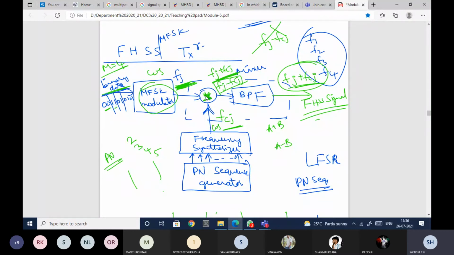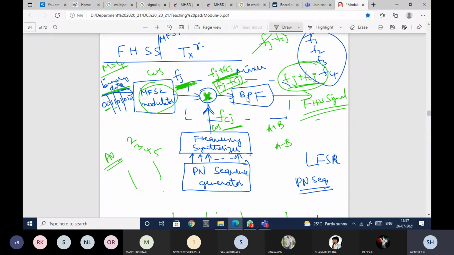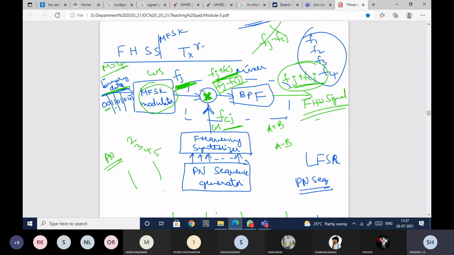The product mixer: this entire thing is said to be the mixer, and the mixer consists of a multiplier and a band pass filter. What this multiplier will do is take Fj and Fcj and provide you 2 output signals. One is Fj plus Fcj, and the other one is Fj minus Fcj. Signals with these frequencies will be the output. Now, I don't need both of them to come out, and that is the reason I'm using the band pass filter.